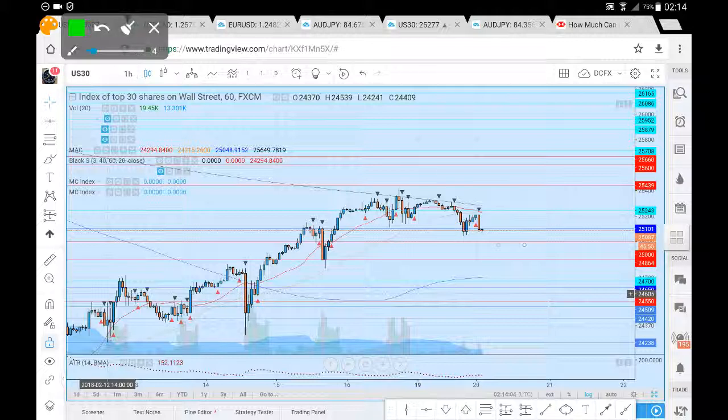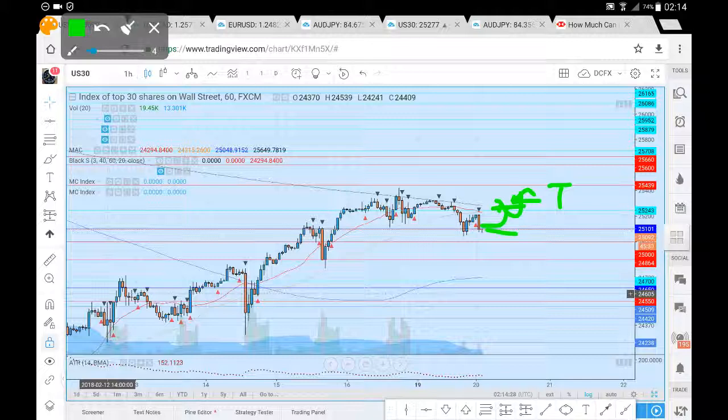What we do appear to have done is stalled in around this 25,200. So we've seen that sell side momentum bring us back down towards the 25,101. So we'll see whether we do continue for a further test of the 400 period moving average. If we can hold this 25,101, we'll be looking for price to head up towards our 25,243 in around the 400 period moving average.